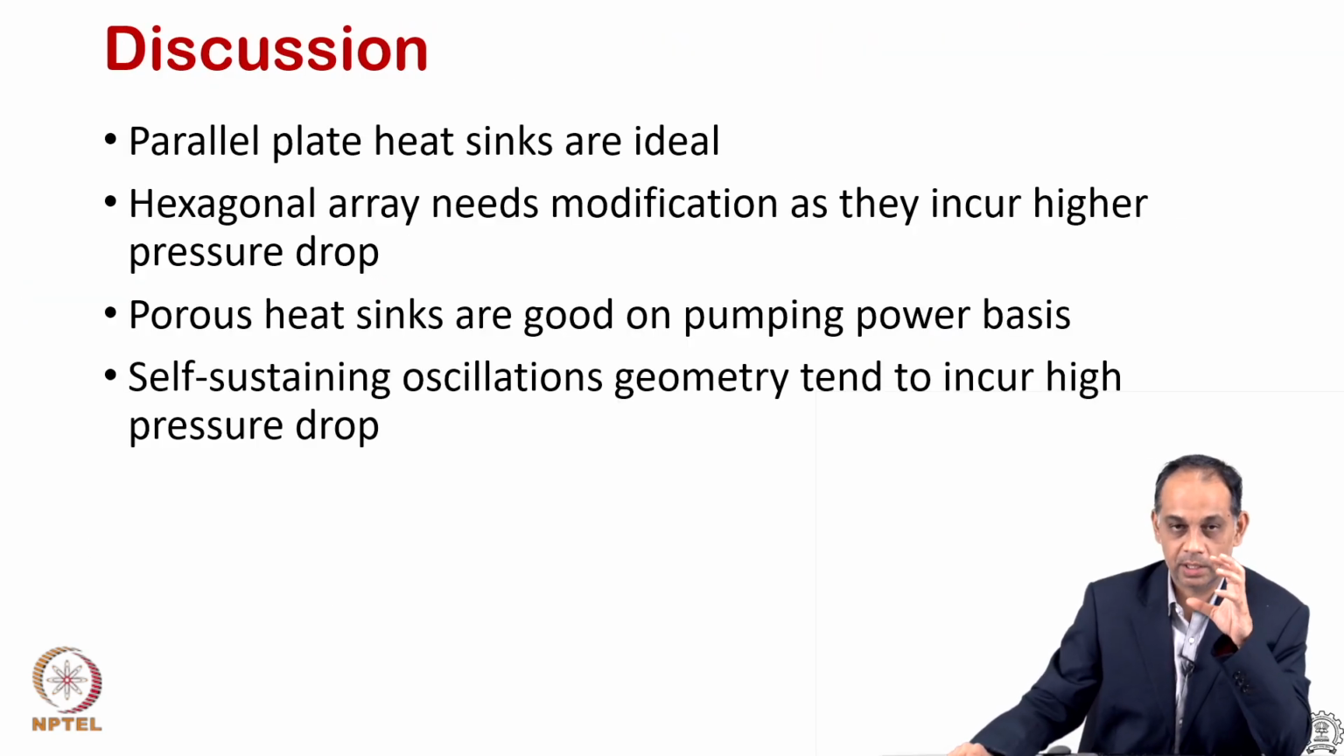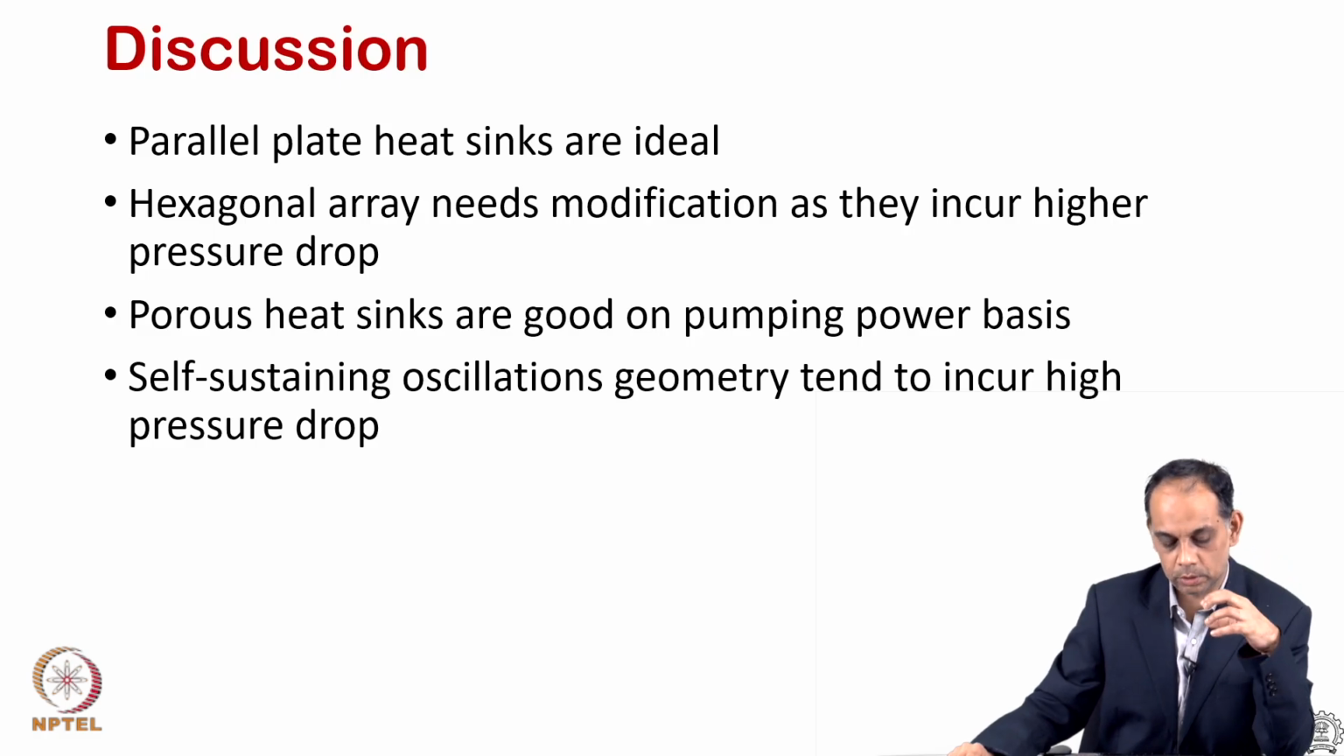Parallel plate geometries are ideal, and typically that is why they are still one of the workhorses in the industry, and they are quite good. However, if one needs higher performance, then one can look into a hexagonal array of heat sinks, or a rectangular array of heat sinks, or porous foam heat sinks, or self-sustaining oscillations. But self-sustaining oscillations tend to incur very high pressure drop.